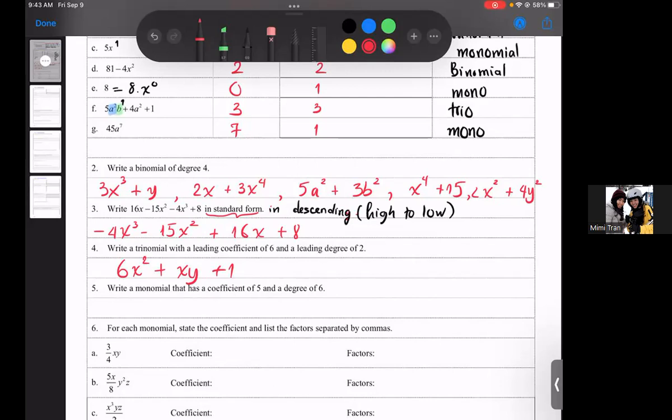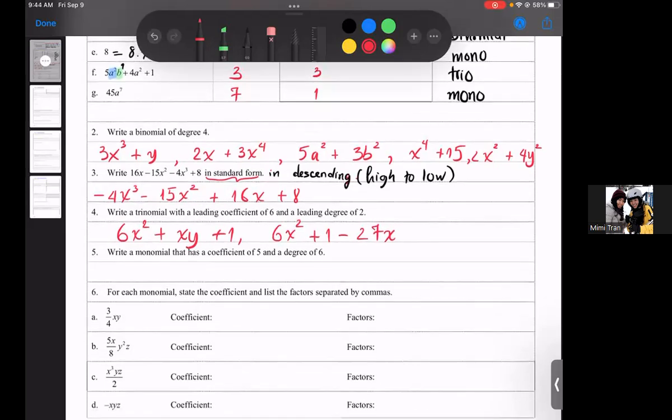Someone give me another example as we move on. Someone else who hasn't talked yet. Don't be shy. Mathematics is learned by mistake, especially at your level. I put 6x squared plus y minus 6x squared plus 1. 27x. Yep. Oops, my 7 looked funky. In the future I would prefer descending order, but it didn't say anything here.